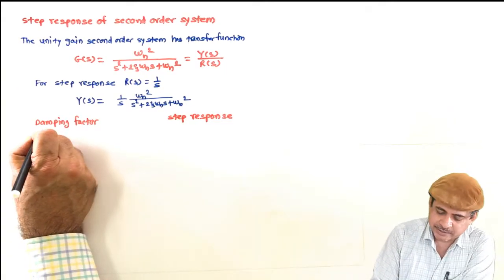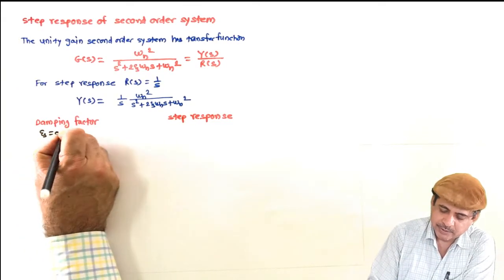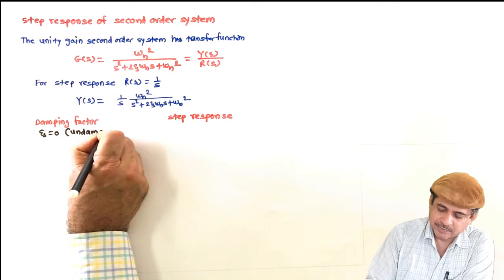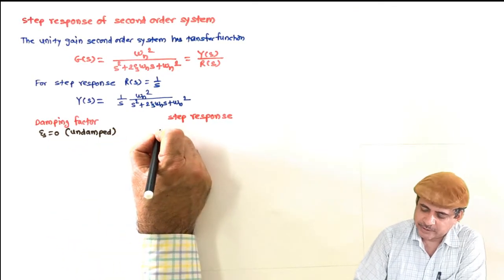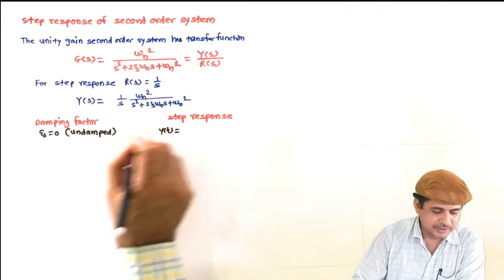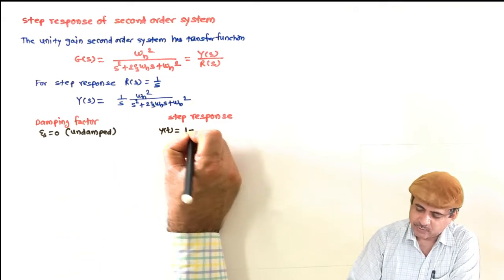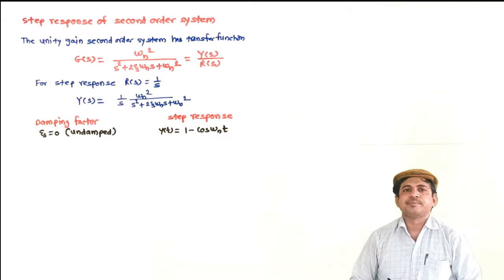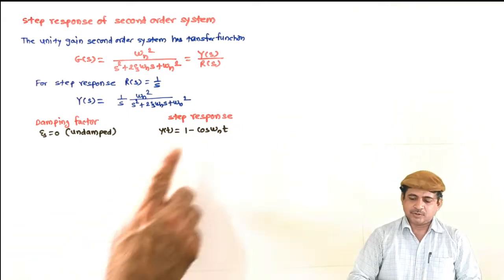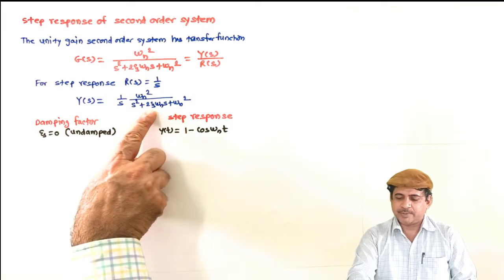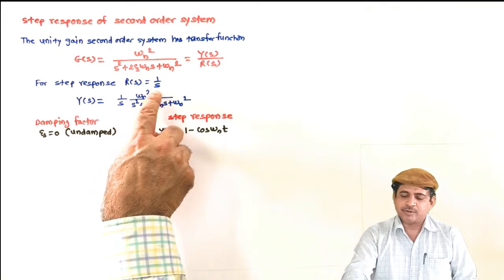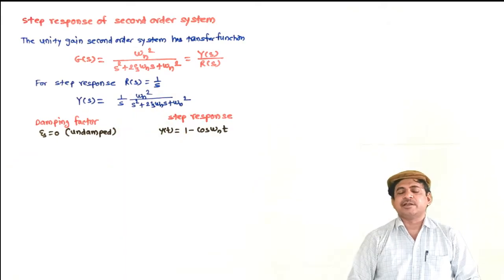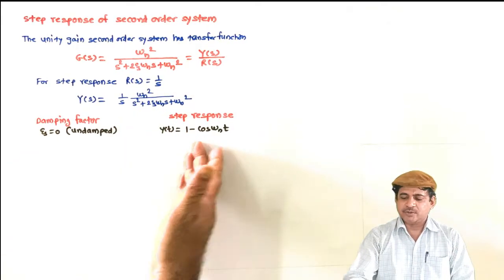So first let us take zeta equal to 0, that is undamped, and for this the expression for step response is y(t) is 1 minus cos omega n t. So this expression can be obtained if I put here 0, this will be omega n square upon s into s square plus omega n square, and then by taking partial fractions we can get this.